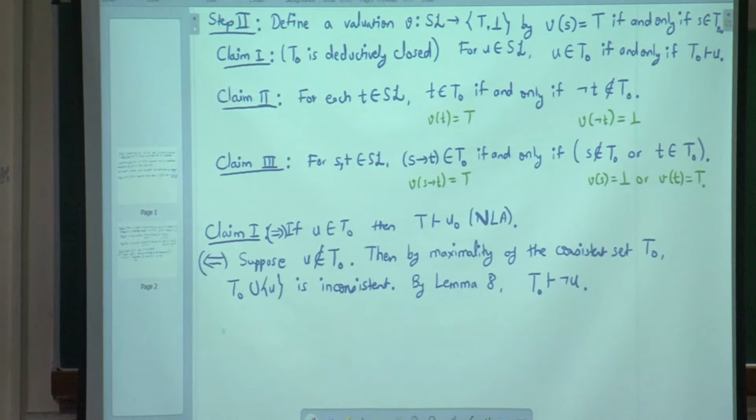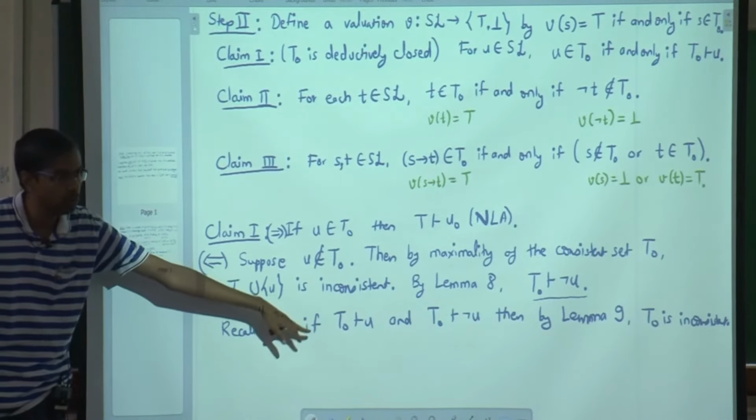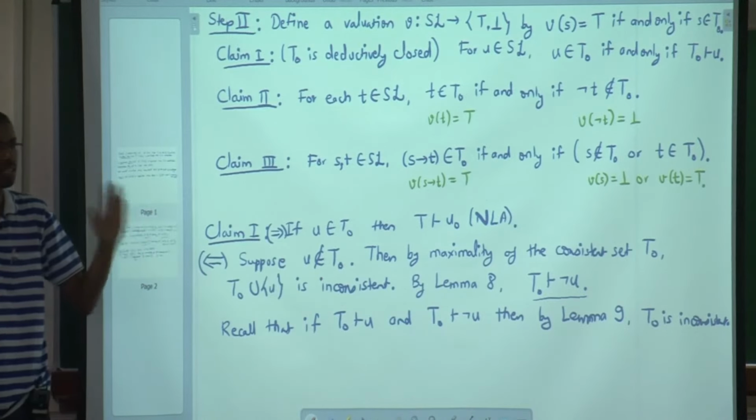So recall that if T naught proves U and T naught proves negation U, then by lemma 9 T naught is inconsistent. Now we are already given one part. T naught proves negation U, that is given. So if T naught proves U, then what will we obtain? That T naught is inconsistent, but we know T naught is consistent.